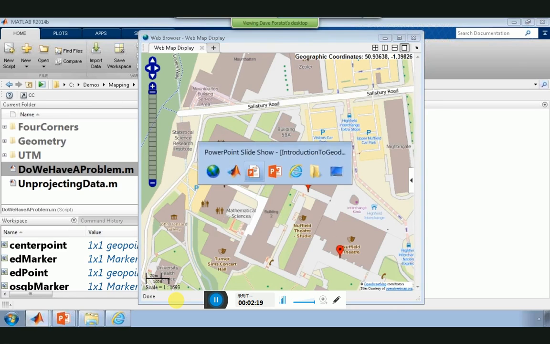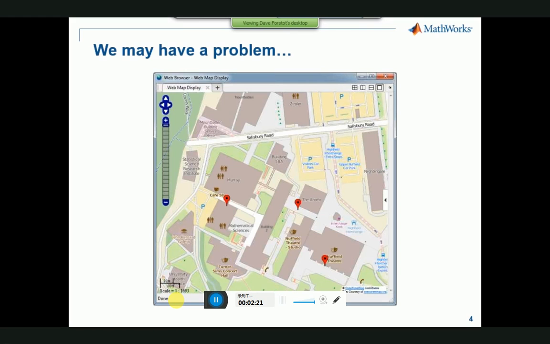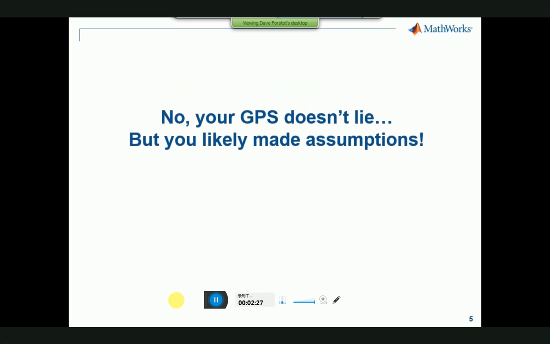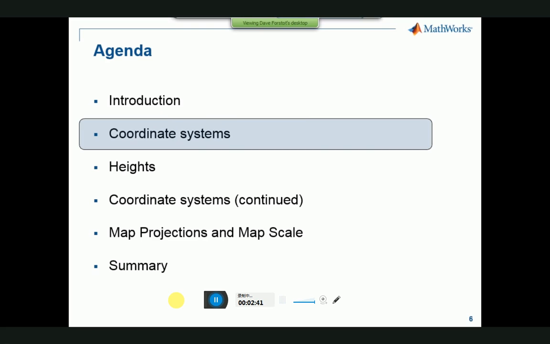Well, going back, this is the problem. This is what I want to explore. Hopefully when we walk out of today's webinar, we'll understand how this comes to be. But first, let me say, your GPS does not lie. Nor does it make assumptions, or you necessarily make assumptions. But inherent in specifying position, there's a lot of other information. So let's look into coordinate systems.